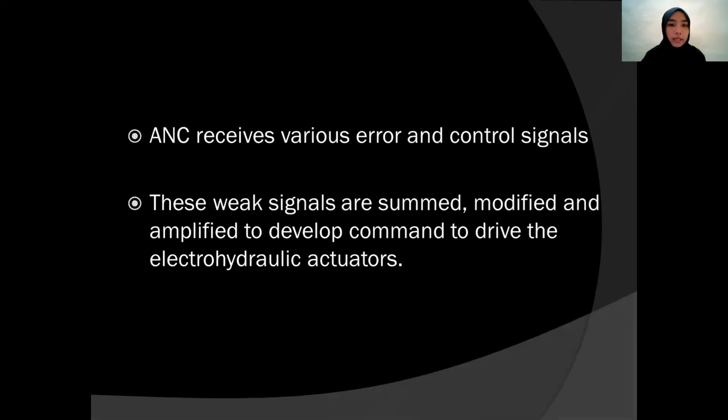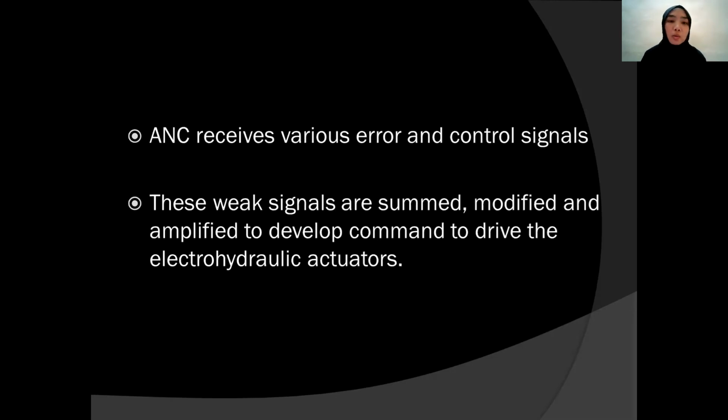The air navigation computer, known as the ANC, receives various error and control signals. These weak signals are coupled, or summed, modified and amplified to develop the control surface command signal to drive the electro-hydraulic actuators. The actuators move in a certain direction for a specific distance depending on the command signal's polarity and magnitude. The flight control surfaces, such as rudder, aileron, and elevator, are mechanically linked to the electro-hydraulic actuators.